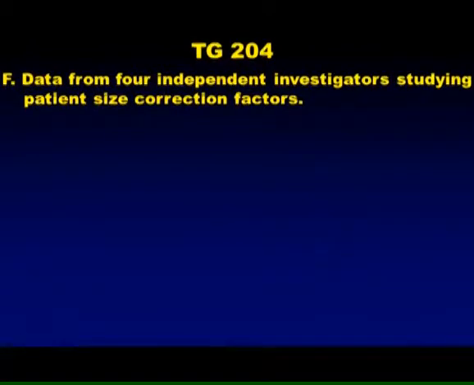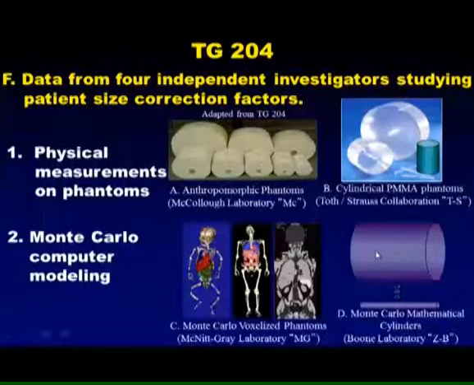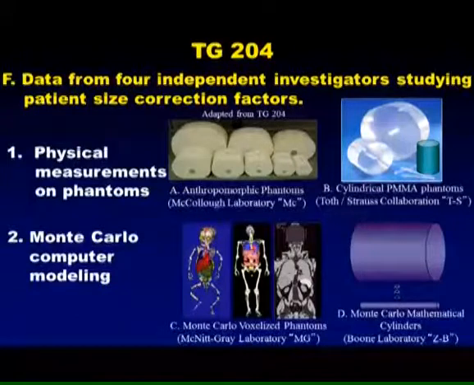So how was TG 204 developed? What did the authors do? Well, there were 4 groups across the country collecting data with respect to dose in CT. Cynthia McCullough's group was working with anthropomorphic phantoms. Tom Toth and I were working with all the major CT manufacturers, and we're limiting ourselves to the 2 CTDI phantoms and the 10 centimeter cylindrical phantom of similar design. Mike McNitt-Gray in his laboratory was doing Monte Carlo computer modeling, and likewise so was John Boone in his laboratory.